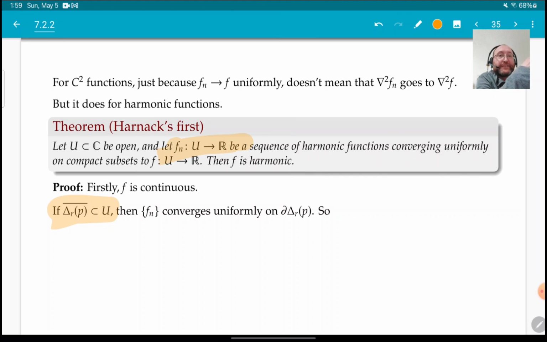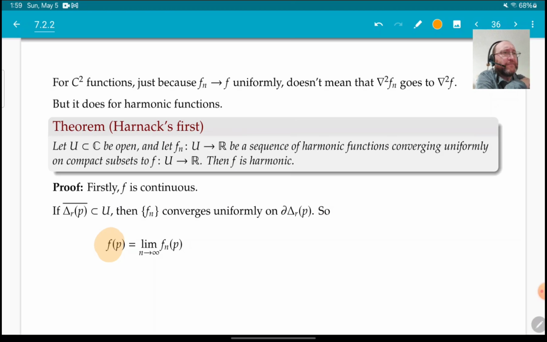Now we have this sequence of functions. It converges uniformly on compact subsets. The circle is compact. So therefore, the sequence converges uniformly on this circle. That means the limit goes inside integrals.